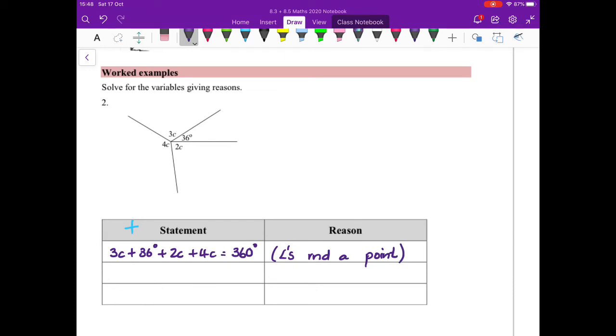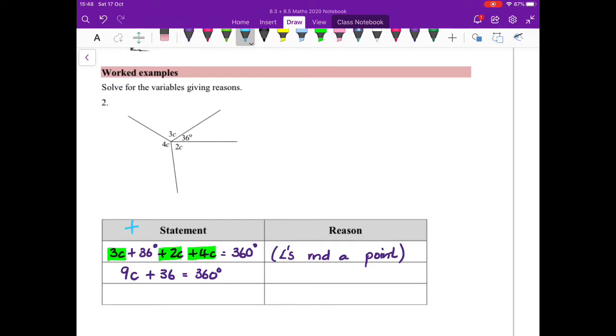Right, I'm going to gather my like terms. So I'm going to do my C's first. 3C plus 2C is 5C plus 4C will give me 9C. 9C plus 36 equals 360 degrees. These are my calculations, so therefore you do not need another reason.